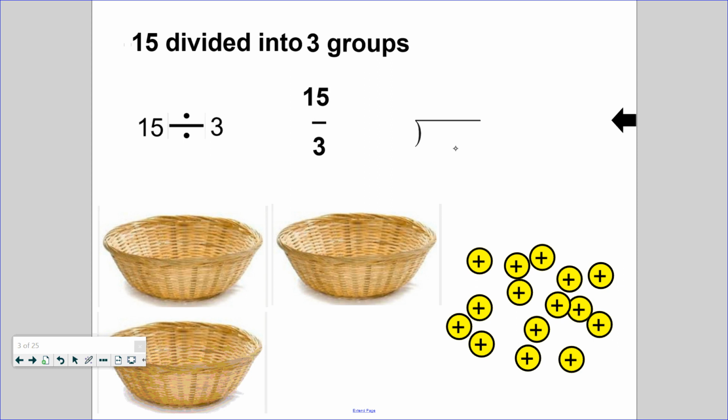How would you write it this way? Which number goes in here? 15, you're dividing it into 3 groups. So if we do it correctly, it should be 5. Let's see if this is correct. So let's keep dividing these.